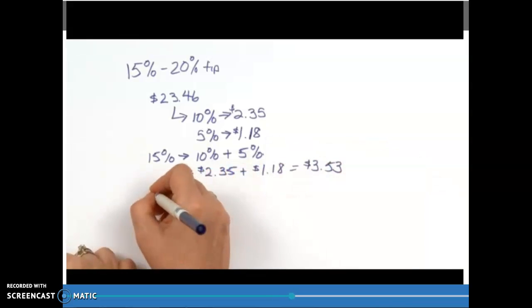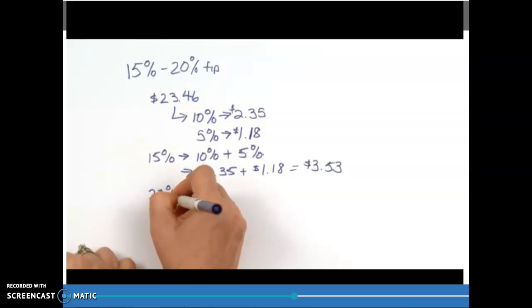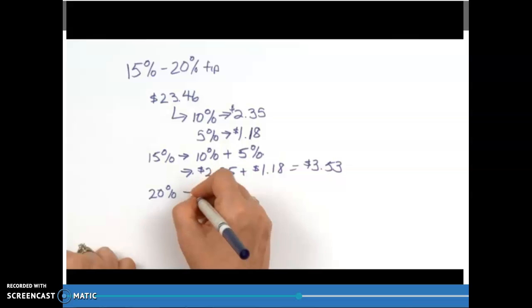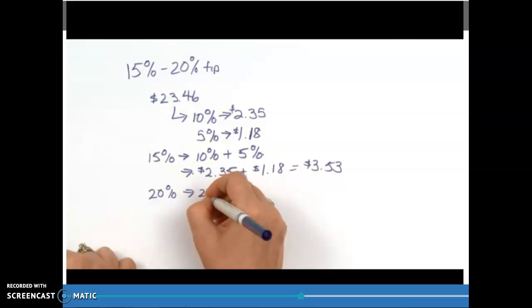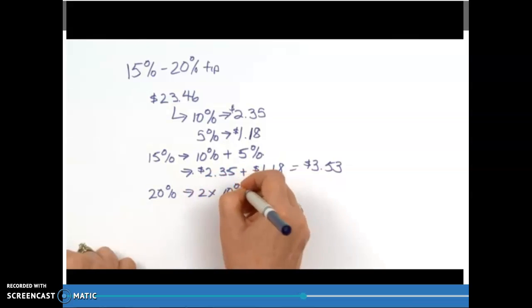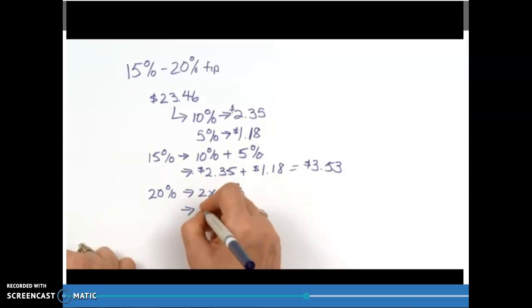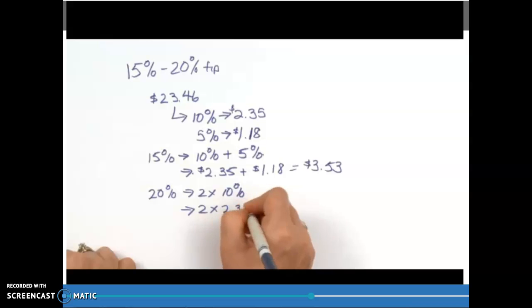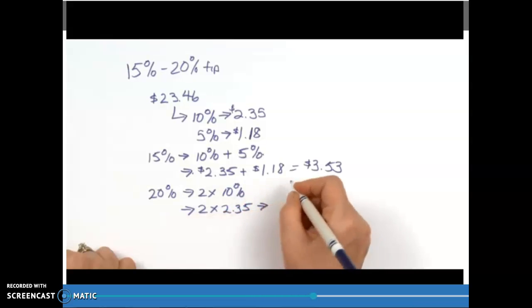Let's say we wanted to do 20%. We could simply double 235. 20% is the same as 2 times 10%, and that will be 2 times $2.35, which will be $4.70.